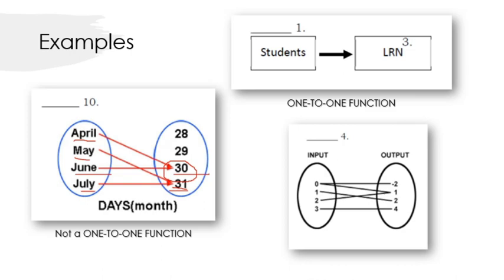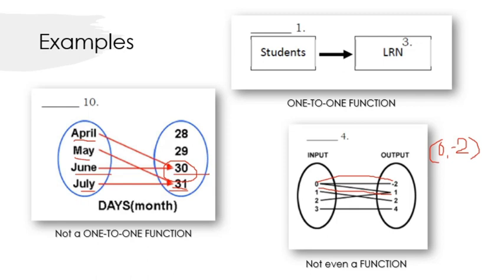Next. Number 4 is not even a function. Bakit? Umulit na si 0. Tingnan nyo, negative 2, 0, 1. So, makikita natin na yung coordinate natin, meron nang umulit na x. Diba? Kapag merong umulit na x, hindi na siya function.